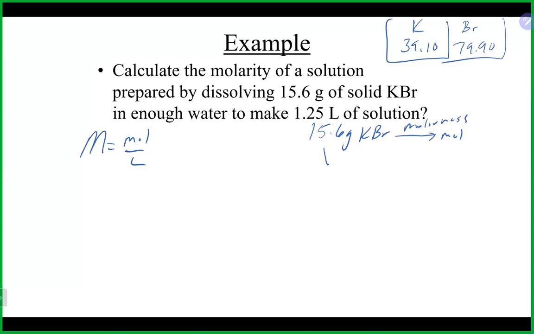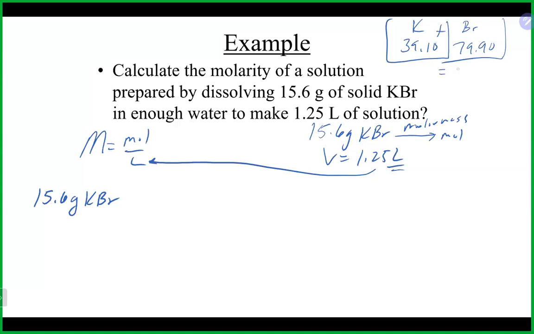We do have a volume of 1.25 liters. It's in liters, so that's good. So that is the bottom part here. So really what we need to do is just convert our grams into moles, and then we can figure out our molarity. So to do that there, we'll go 15.6 grams of the KBr. We'll go to periodic table. Looks like we just need to add those together. We'll get 119 grams per mole. And we're going to use our molar mass and divide by it so the grams cancel.